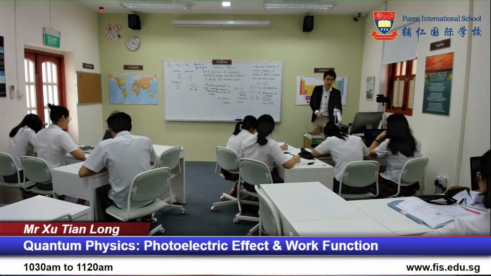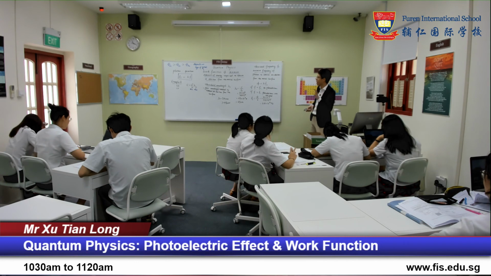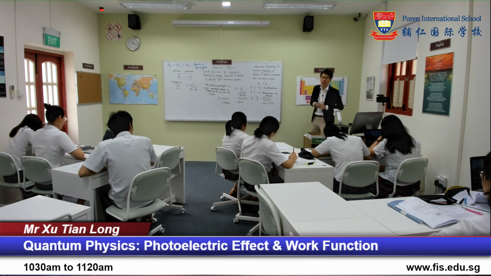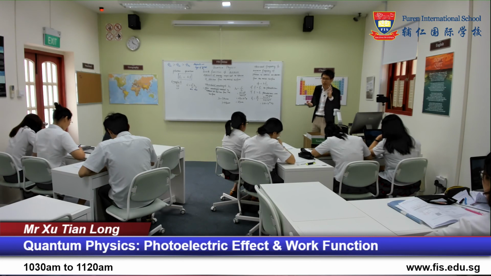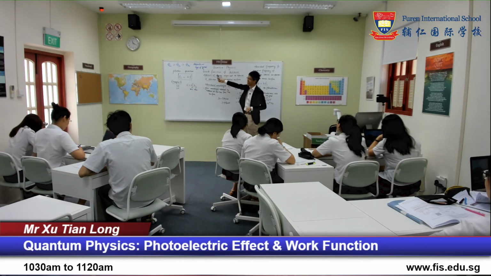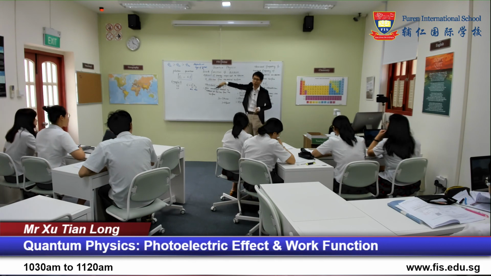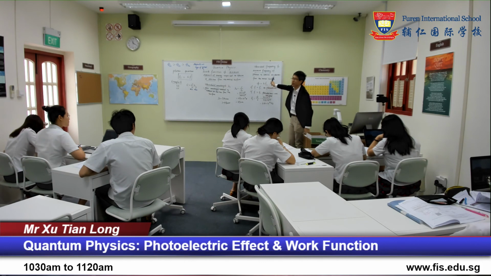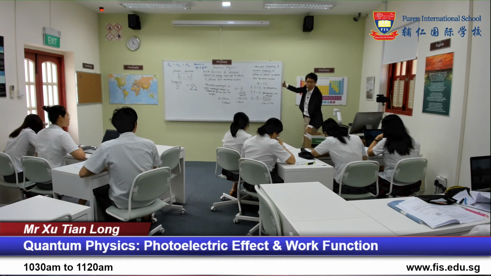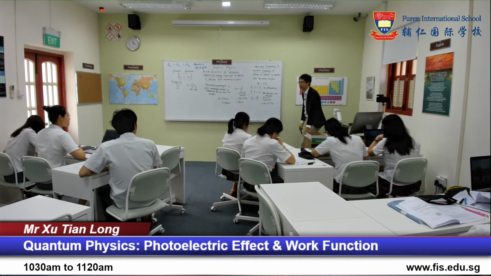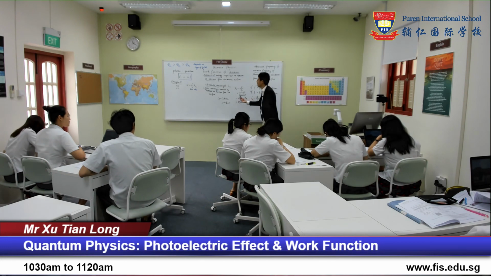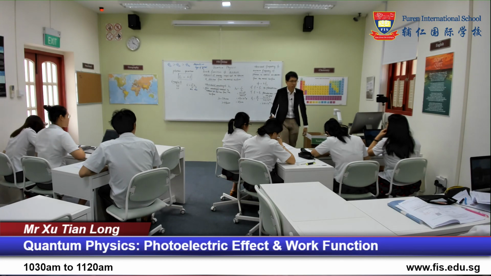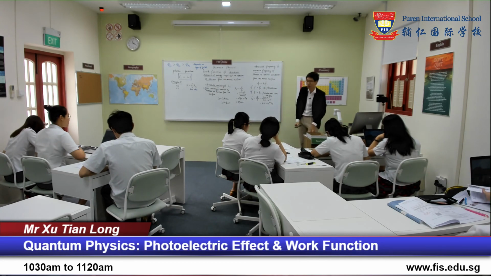So to conclude, we have 3 ways to check whether an electron can be emitted from the surface. We can check the work function: the energy must be larger than the work function. We can check the threshold frequency: the frequency must be larger than the threshold frequency. And we can also check the threshold wavelength: the wavelength must be smaller than the threshold wavelength.